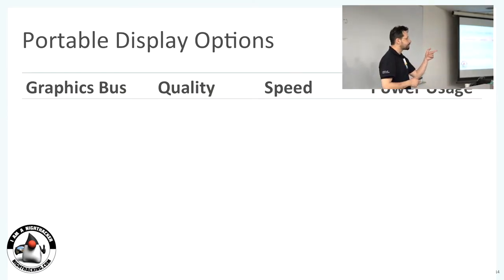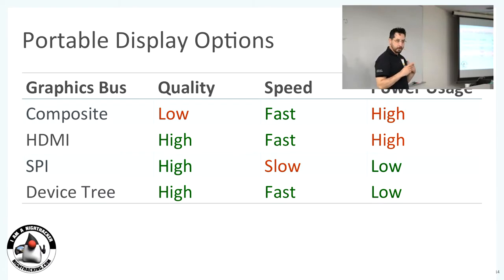Because the RetroPi is smaller, we need to use a smaller display. So here are some options for hooking up small displays to the Raspberry Pi. You can use composite, HDMI, SPI or device tree. I think these first two are probably familiar. The third one, SPI, is a bus called the serial peripheral interface. It's normally designed for hooking up sensors, like RFID modules. If you use it for a screen, it's possible, but it's relatively slow, 10 to 15 frames per second.